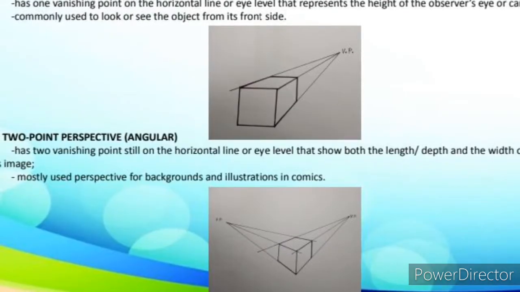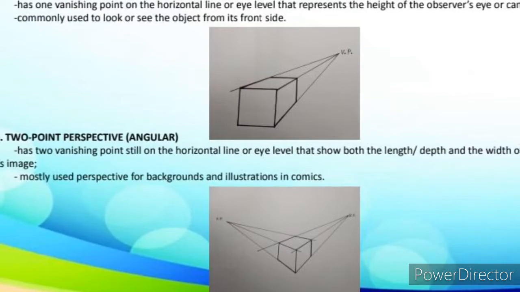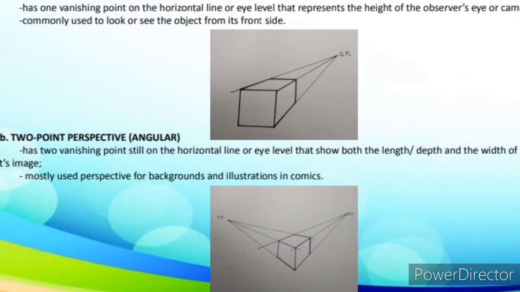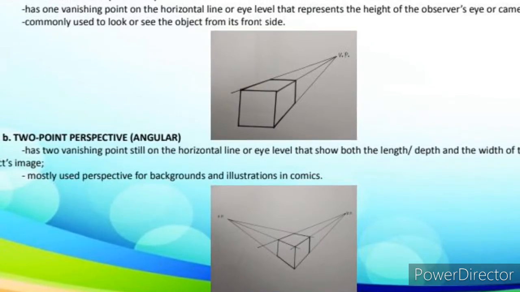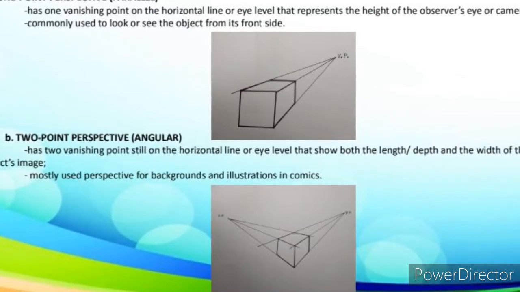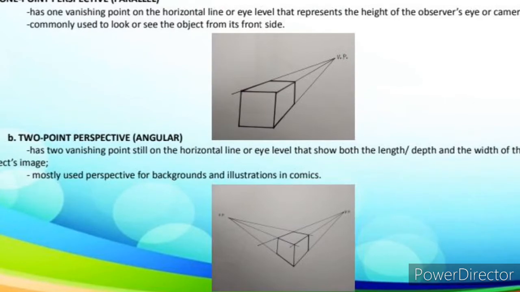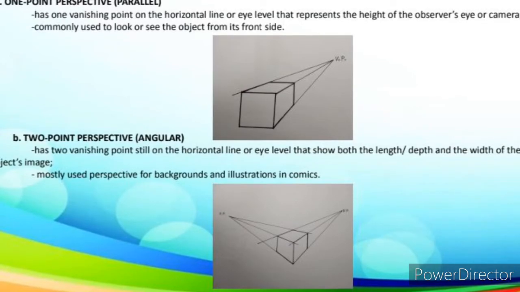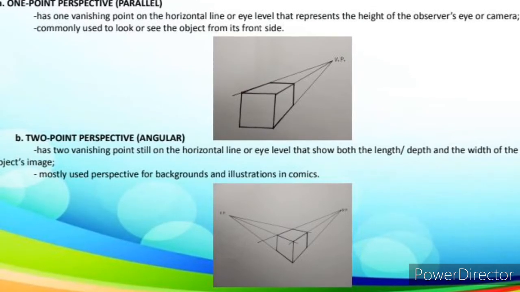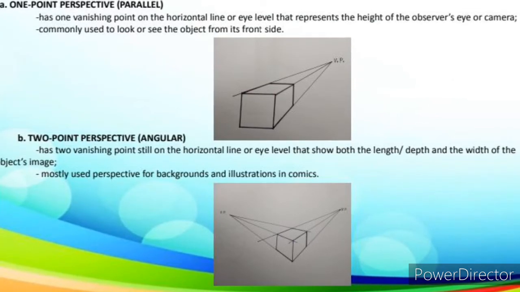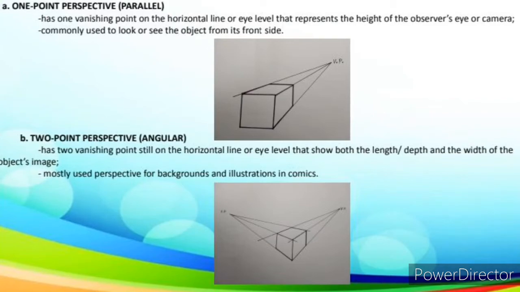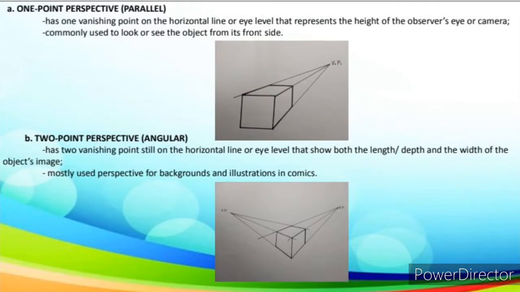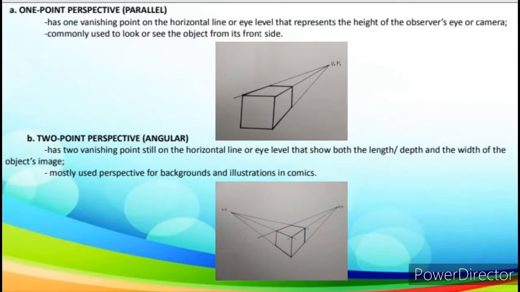The first one is one-point perspective or parallel. It has one vanishing point on the horizontal line or eye level that represents the height of the observer's eye or camera, commonly used to see the object from its front side. Second is two-point perspective, or angular. It has two vanishing points still on the horizontal line or eye level that show the length, depth, and the width of the object's image, mostly used perspective for backgrounds and illustration in comics.